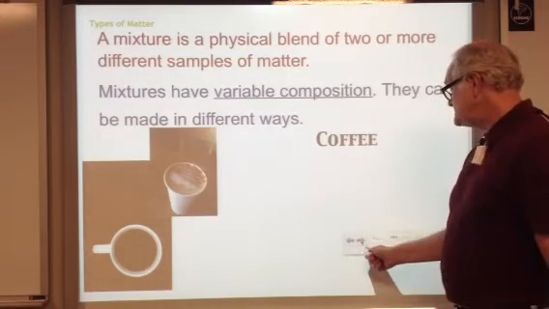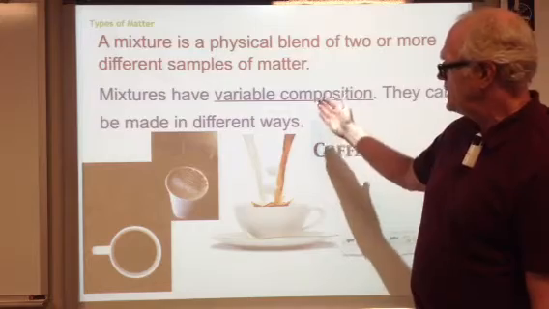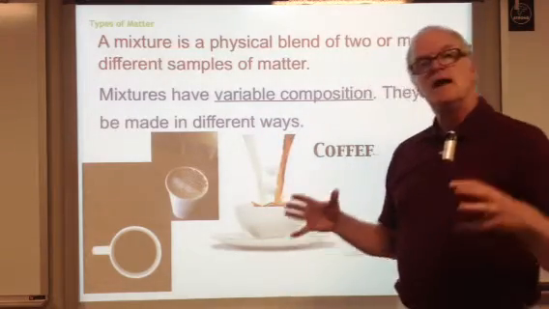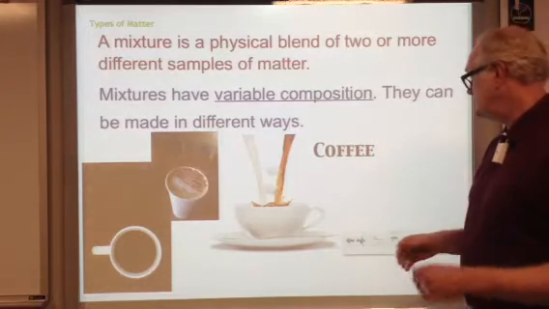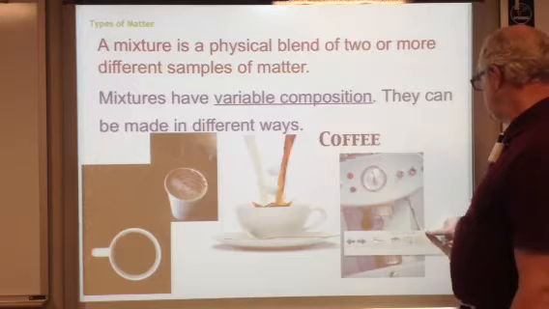Still coffee, but it's different. Coffee can be variable. It's an example of a mixture. We can put coffee together with sugar and milk, and we can do that in different ways. It's still coffee. We can use this machine here to make coffee.